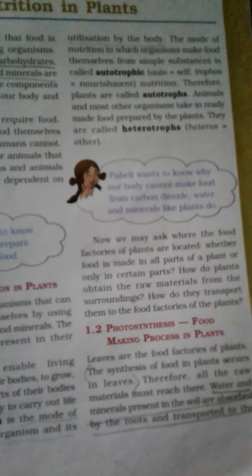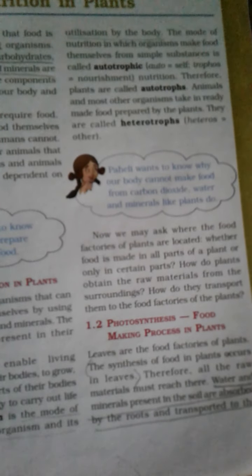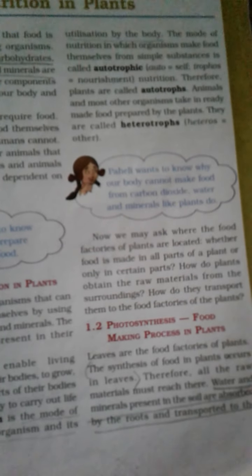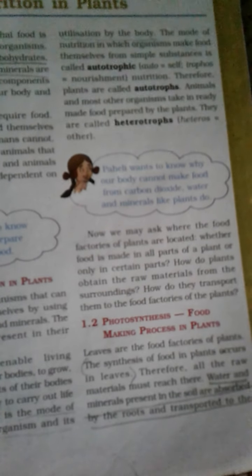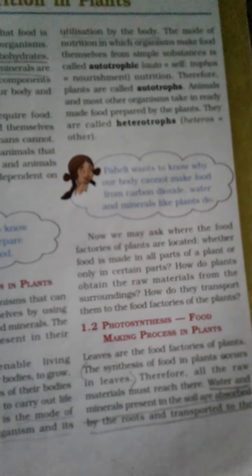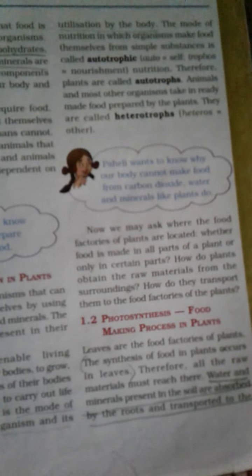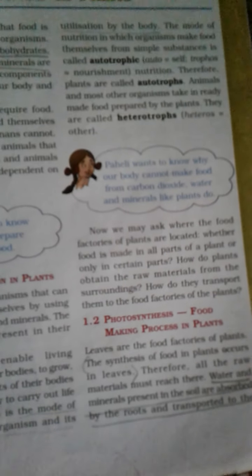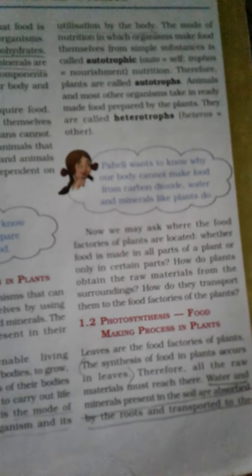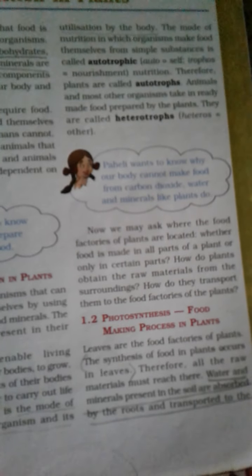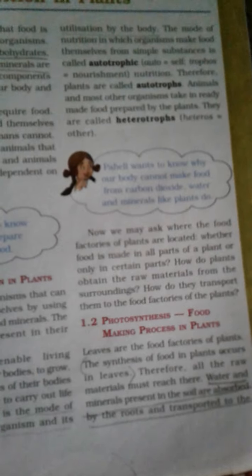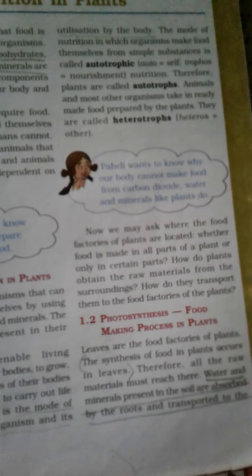Next thing that we need to study is photosynthesis. Photosynthesis means the food making process in the plants. So for this food making process, the leaf is the food factory of the plant. And the simple components that are required for making the food are carbon dioxide, water and sunlight.